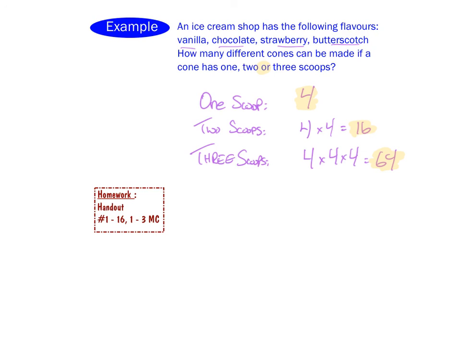So 4 plus 16 plus 64, and there's 84 ways to have 1, 2, or 3 scoops of ice cream.